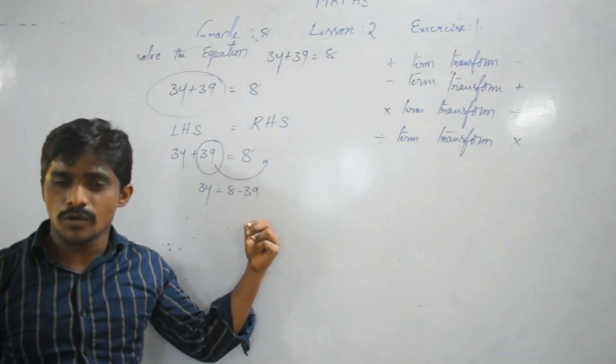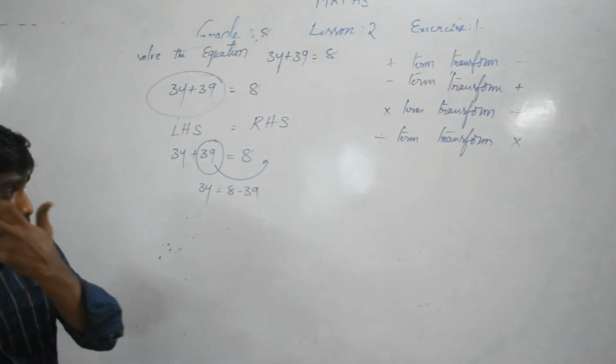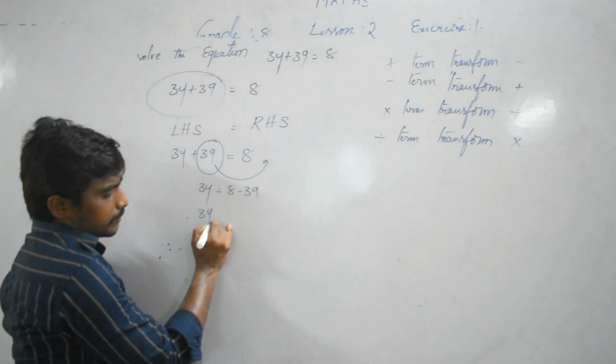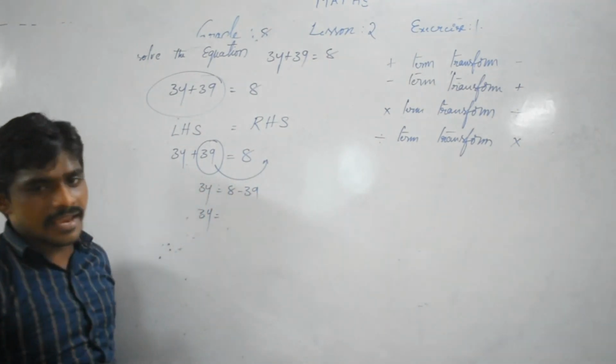3y is equal to 80 minus 39. So here 3y, 39 minus 8. How much?